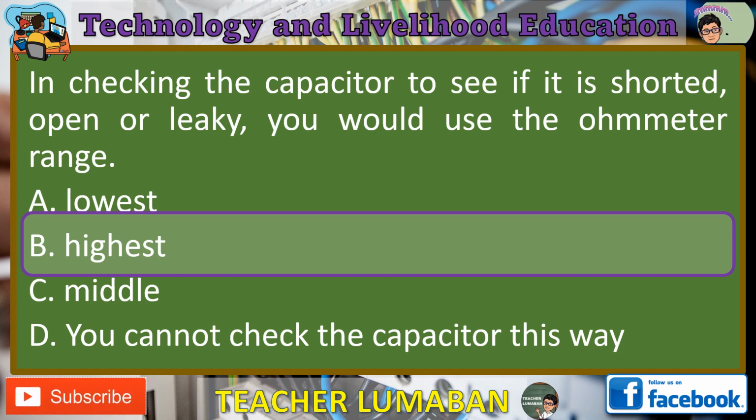Therefore, when assessing the condition of a capacitor, it is important to set your ohmmeter to the highest resistance range available. This is typically the ohms or resistance setting on the meter.